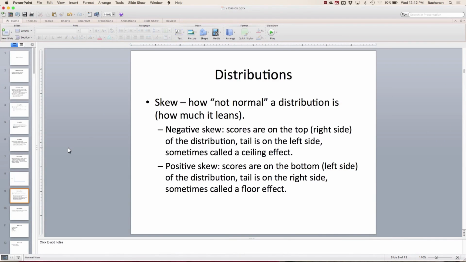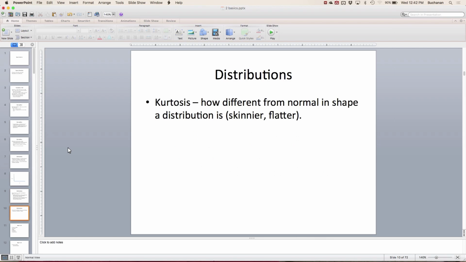A negative skew is sometimes called a ceiling effect. That's where everybody gets everything right. Positive skew, floor effect, where everybody gets everything wrong.